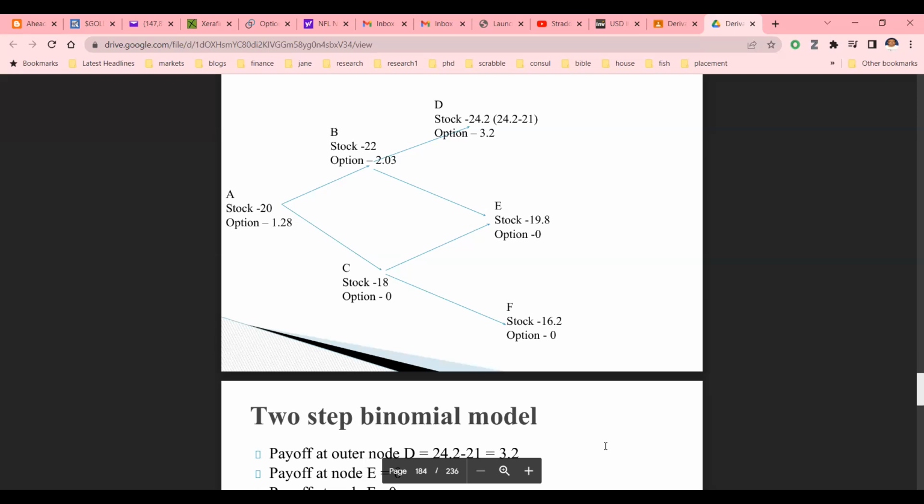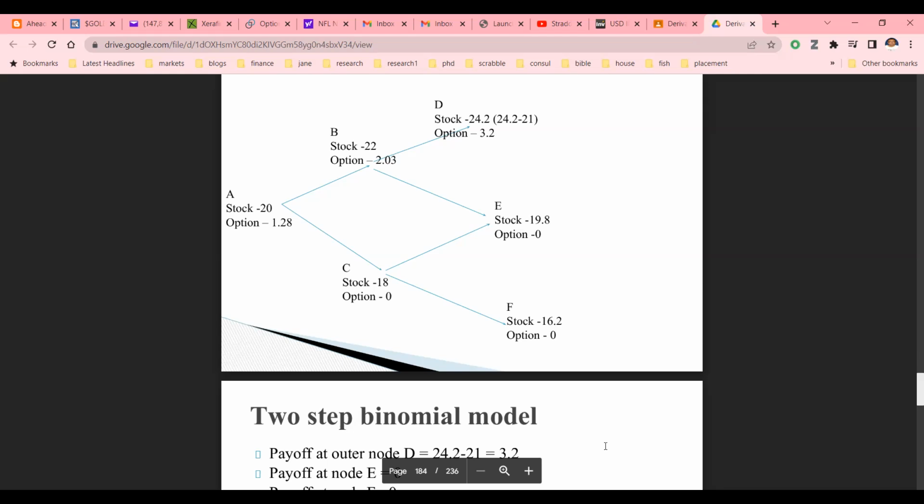Now, what about point E? How do we calculate that value to be 0? So it is 19.8 minus 21. Of course, you can't have a negative value. So it's 0, right? Option value cannot be negative. So at expiry, you can only have a 0 value. So this option is out of the money. At expiry, it expires worthless. So it is 0. Same for point F: 16.2 minus 21. You can't have a negative value. It can only be 0 because it can go worthless at the most.